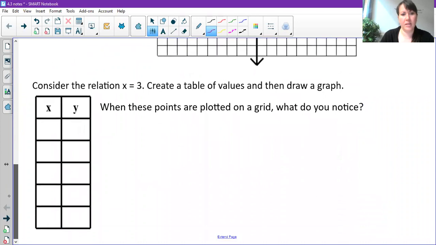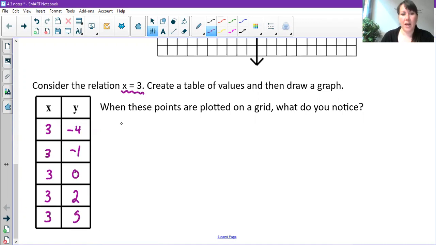Okay, now let's consider the relation x equals 3. Create a table of values and then draw a graph. So now this is saying the x value is always 3, no matter what. So I'm going to fill in all of the x values with 3. The y value is the one that can change now. So I could have anything for y, like -4, or -1, 0. Maybe I have 2 or 5.